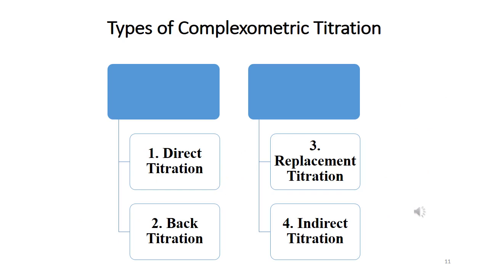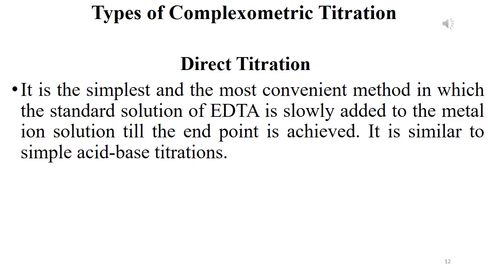There are different types of complexometric titrations, and these types include direct titration, back titration, replacement titration, and indirect titration. Later on we will discuss all these types in detail one by one. Out of these, first we will discuss direct titration.